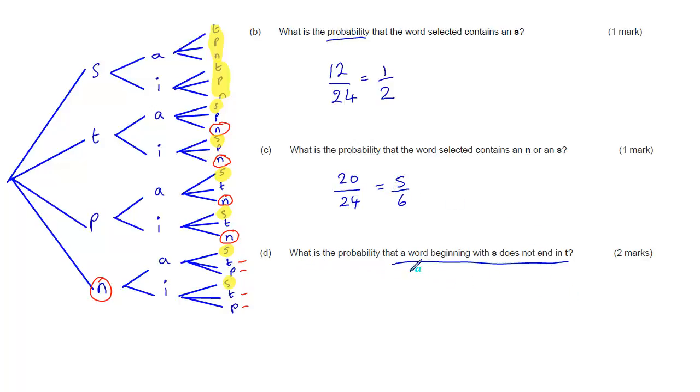What is the probability that the word beginning with an S does not end in a T? So we're now told they begin with an S, and we know if they begin with an S, we're just looking at these 6 here. So our denominator now becomes a 6. And then we have 1, 2, 3, 4 that don't end in a T, so that's 4 out of 6, or 2/3.